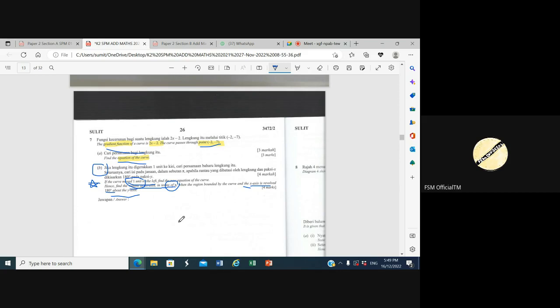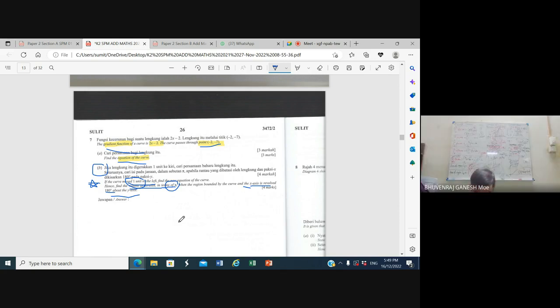First thing, when they say equation of the curve, you need to have the equation of the curve, which is y equals mx plus c. So we have a gradient function here, so we integrate it. Then we add the c to get the equation of the curve. 3 marks in the hands already.